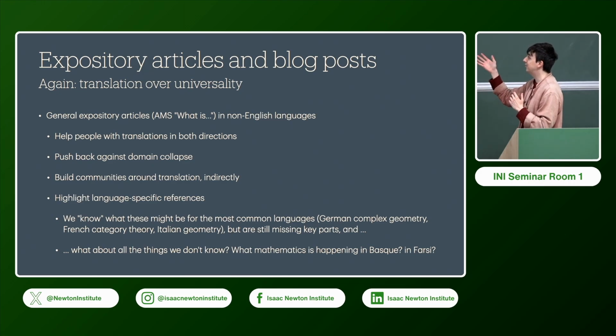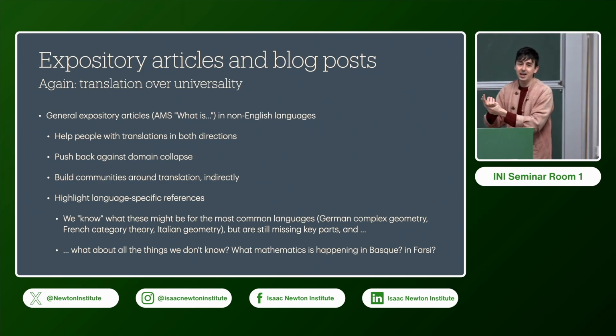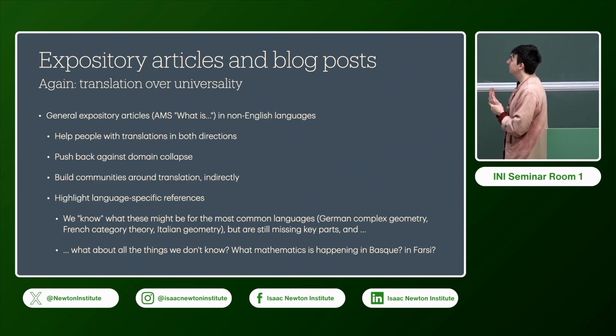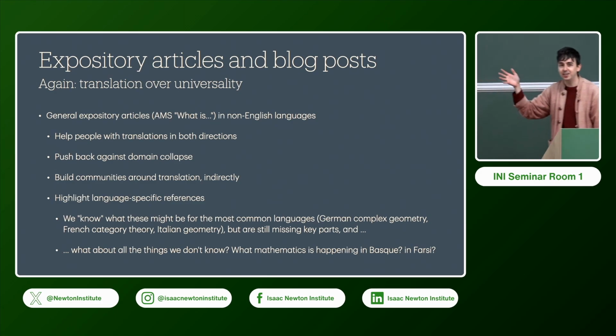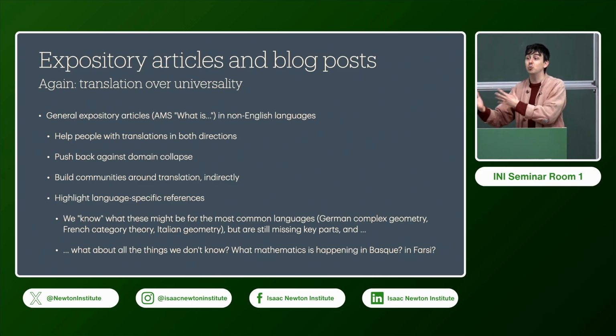So it's very hard for me to know what there even is that I don't know within this domain of research. There are some obvious ones: there's loads of German complex geometry, loads of category theory in French, loads of old geometry in Italian. We know these, even though we don't know exactly what's there if we don't speak the language, but there are other key parts missing. What I just want to know is, what mathematics is happening such that people are collating dictionaries of abelian categories in Basque? What research is happening there that I don't know about, even though I care about abelian categories?